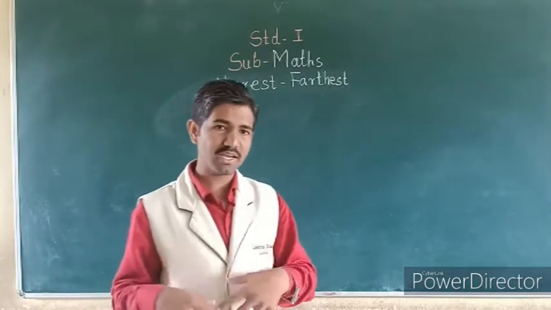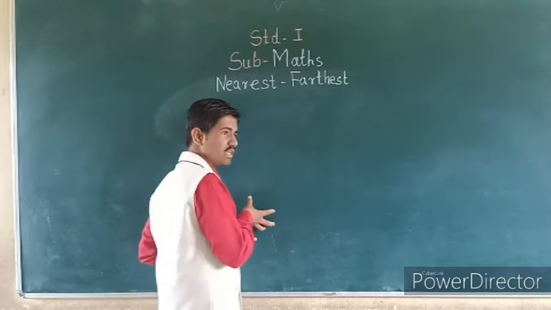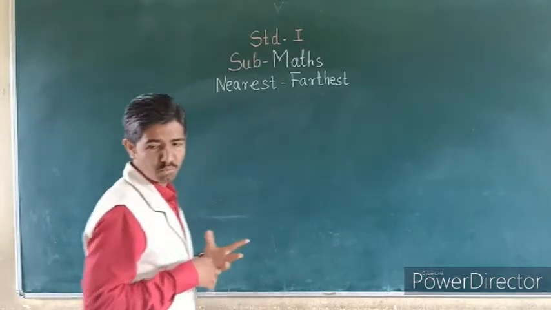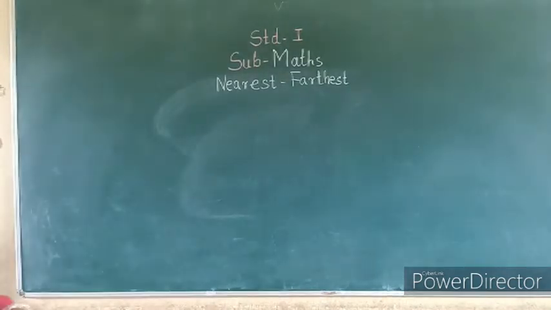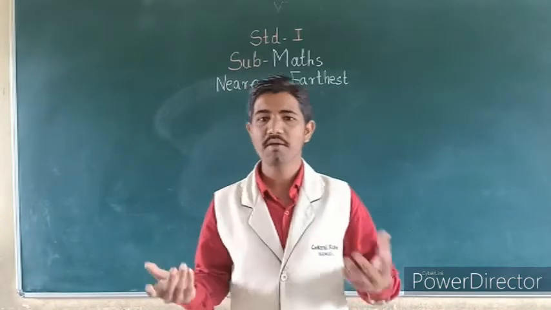So I will explain again. Nearest means I am close to this blackboard. I am close to this blackboard. It means nearest. Okay, and when I come to that side, it means farthest. So you have to understand what is meant by nearest and what is meant by farthest.